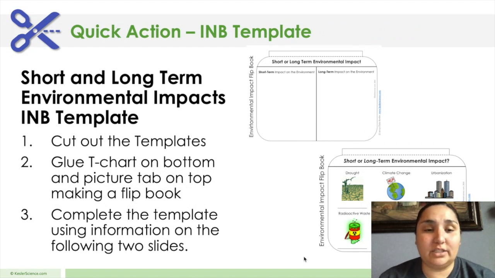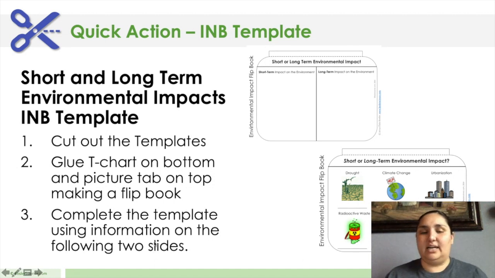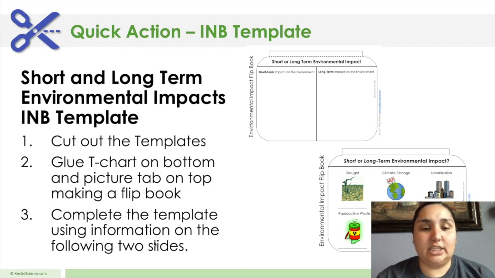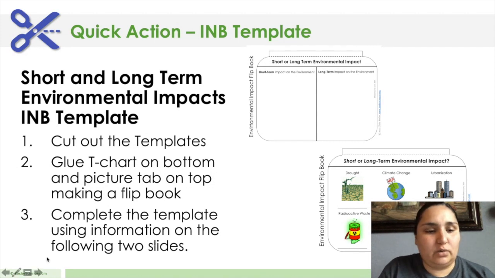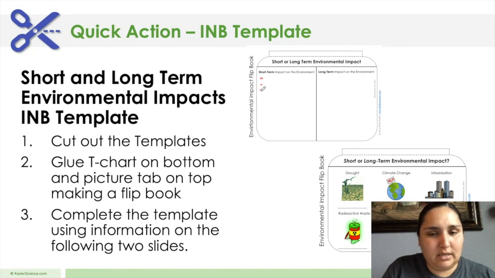All right, so what we're going to do is you have your packet, and we're going to go ahead and cut this out, and we're going to be building kind of like a foldable, okay? And it'll be a T-chart, and I'm going to read over some notes that you're going to be writing in there. So I'm going to show you how it should look. So right here, you'll write the short-term impacts. So for short-term, I believe it's maybe like 1, 2, 3, and 4. The next slide will say them.